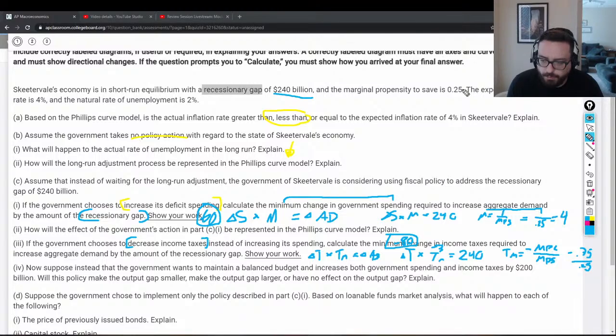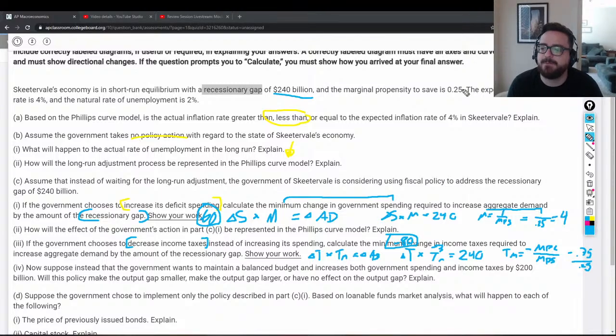Okay, C4. This question sucks. Now suppose instead the government wants to maintain a balanced budget, so stupid of them, and it increases both government spending and income taxes by 200 billion.